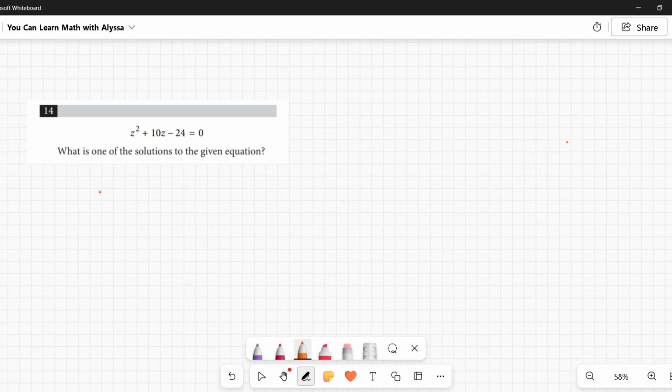Now, because it says one of the solutions, we can assume there are 2 solutions. Because it's saying, what's one of them? Then it means there's likely to be 2. I don't think they're being that tricky.